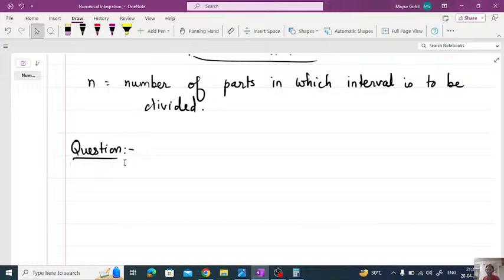Please keep your calculators ready. You will need a calculator for this kind of question. Otherwise, it will become a little bit difficult to do. Now let me take up the question.